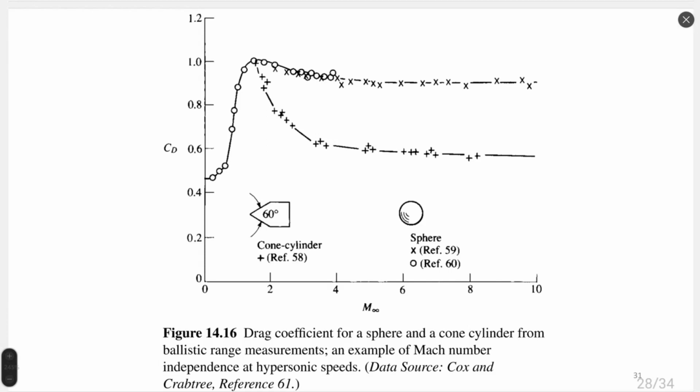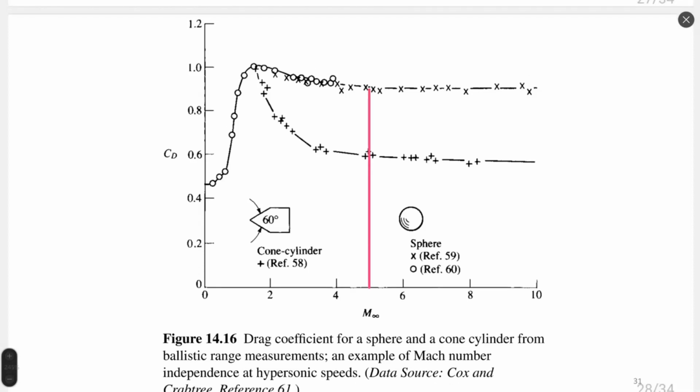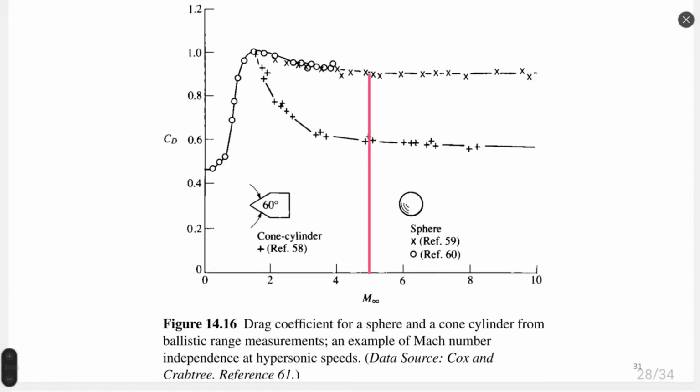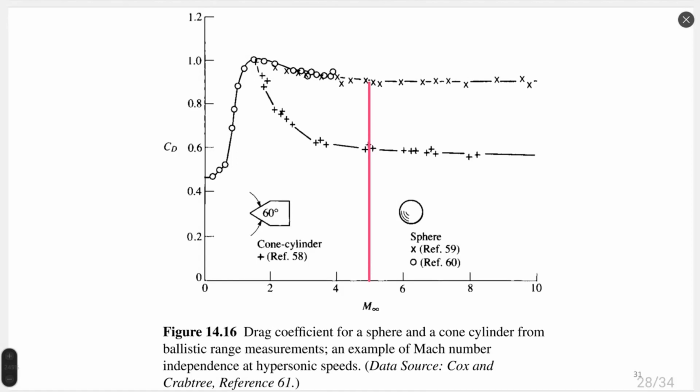It says to us that for various bodies that work in hypersonic velocity, I will put here a limit of hypersonic velocity, Mach 5 approximately. We observe constant behavior of drag coefficient for cone cylinder shape and for spherical shape. We see that for hypersonic velocity, drag coefficient stays constant.